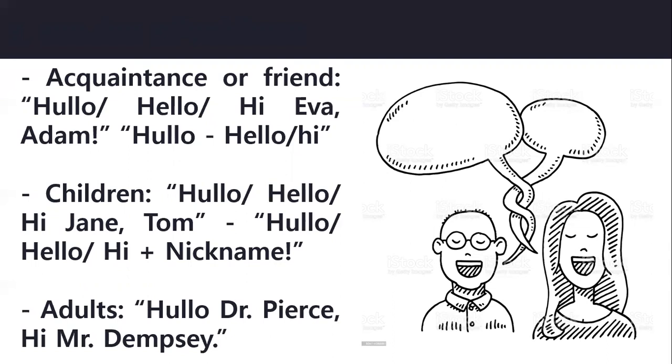For children: hello, hi, Jane or Tom, hello, hi, plus a nickname. A nickname such as sweetie, cutie pie, such things that are not the name of the kids, but they are endearing terms. For adults, if you know each other and you are in an informal situation, use Mr., Mrs., Miss, Doctor, etc., even after the informal greeting. For example, hello, Dr. Pierce. Hi, Mr. Dempsey. You cannot say hello to somebody with whom you are not on familiar terms.